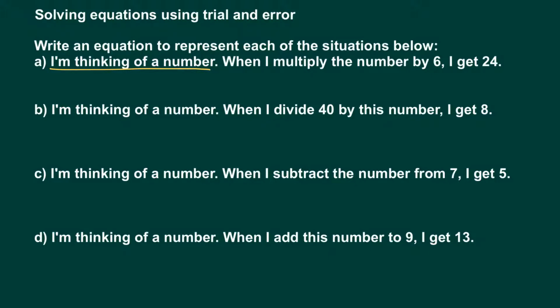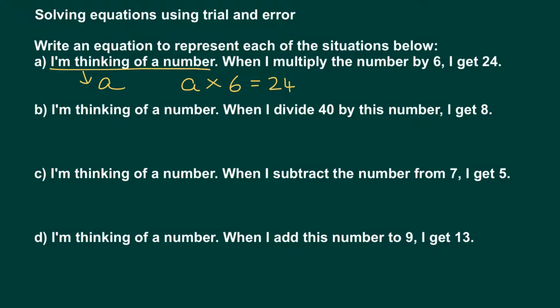So there is absolutely no indication of what the number is. Therefore, because this is unknown, as we went through in our definitions just earlier, we use a letter to represent this random or unknown number. We can use any letter that we want out of the 26. So let's pick A. A represents the number that we are thinking of. Then it says, when I multiply the number by 6, I get 24. So I have my number A multiplied by 6, which gives me 24.